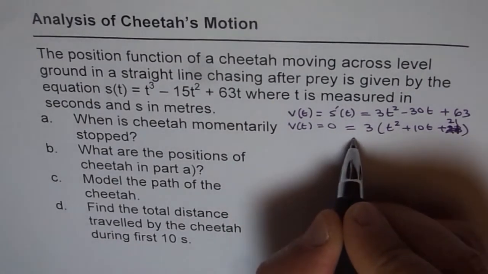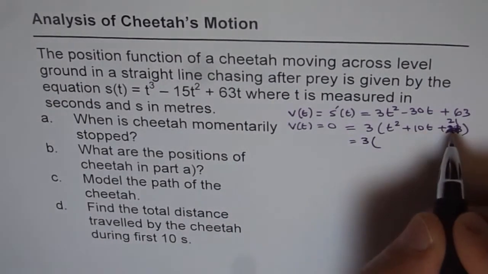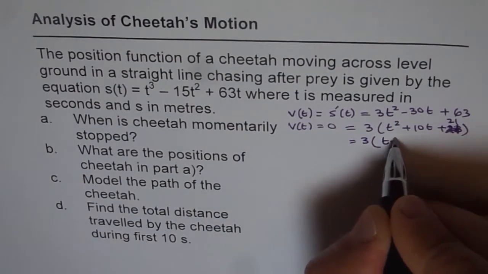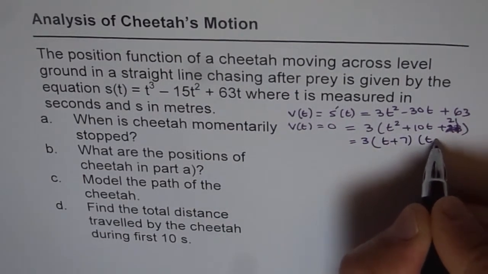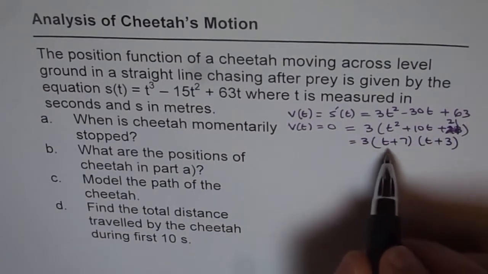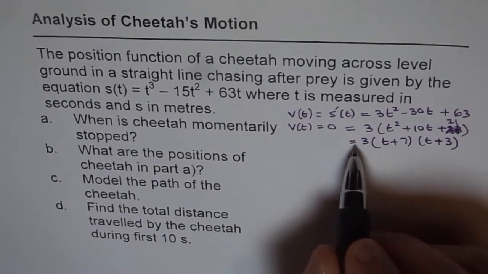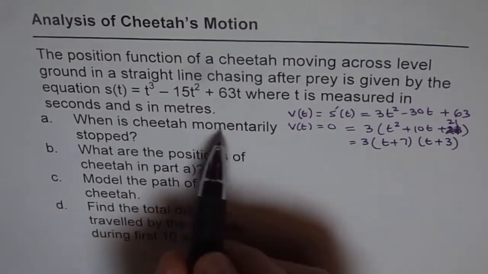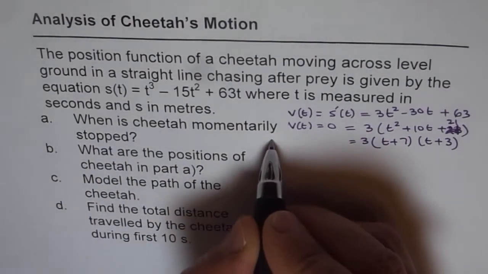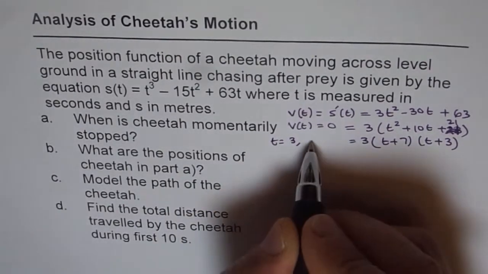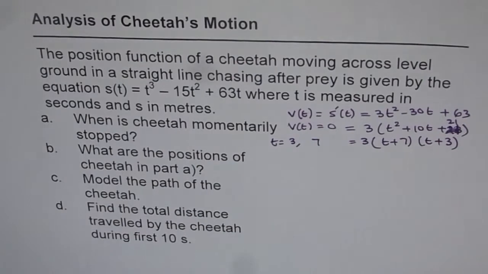Now let's factor this. 21 is 7 times 3, right? So we can write this as t plus 7 times t plus 3. So that is the factored form, and obviously this is 0 when t equals 7 or t equals 3. So when is the cheetah momentarily stopped? The answer is at t equals 3 and at t equals 7. So these are the two times when the cheetah is temporarily stopped.